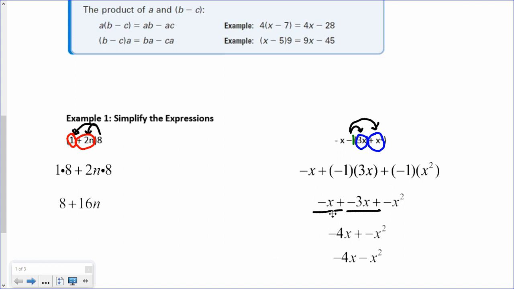Basically, distribute, combine your like terms, and then get rid of any double signs. So if you have a plus and negative, it really means subtraction. If you have plus a positive, it just means plus. Okay?